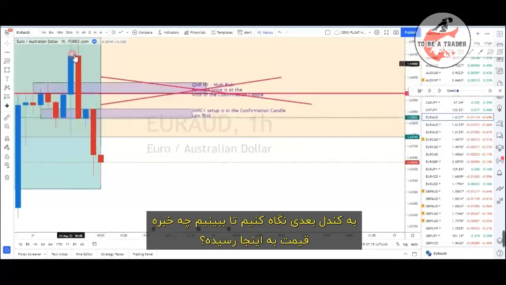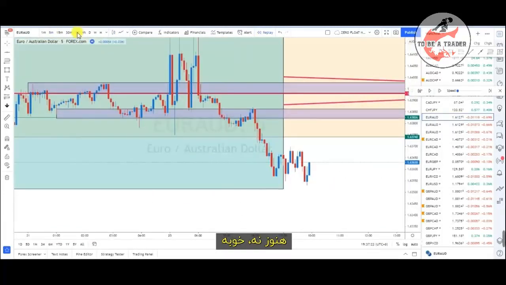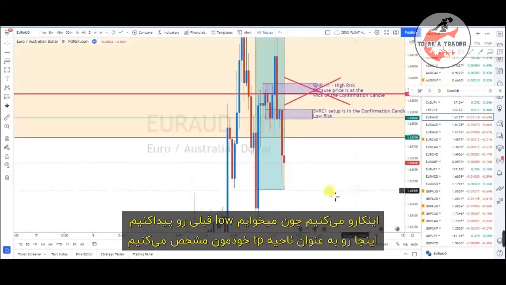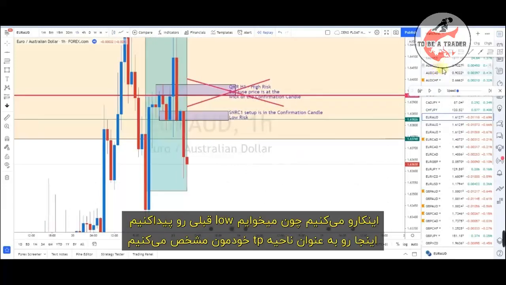Has the price come back here? Not yet, right? Nope, not yet. Okay, good. The reason why we do this is because we want to find the previous low. Okay, so let's say we're gonna mark this as our TP area here.